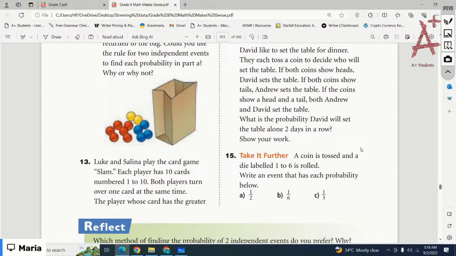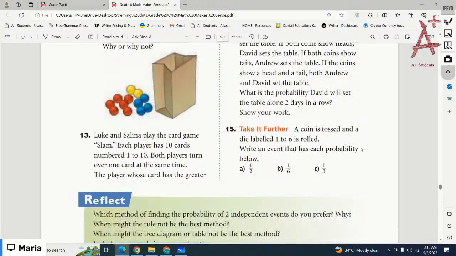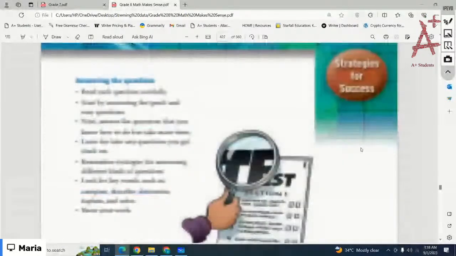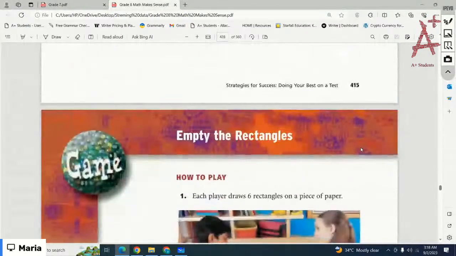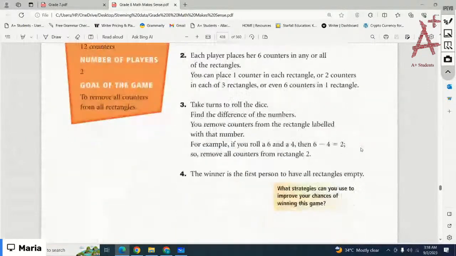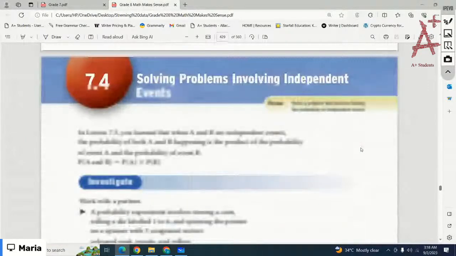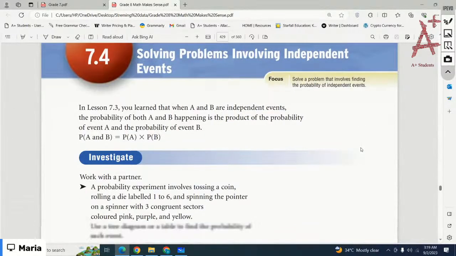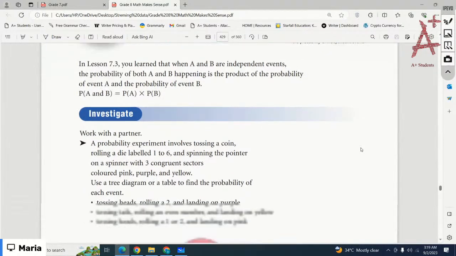Okay, so we are done with the lesson. Let's just start with the next lesson. The next lesson is 7.4, that is solving problems involving independent events. So still we're working on the independent events. We have to solve the problems that involve the independent events. So let's just start with the lesson.